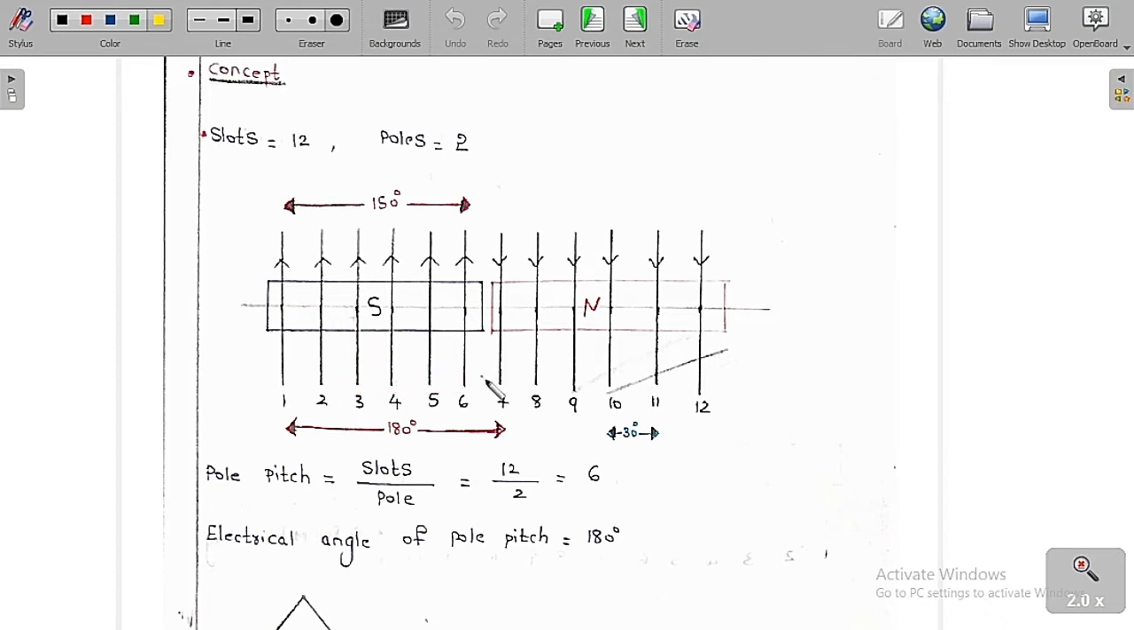So we can say 6 into 30 is nothing but 180 degrees. So mechanical angle is always equal to electrical angle whenever the total number of poles is 2. Always remember the main formula: the pole pitch means the number of slots by the number of poles, and the electrical angle is equal to the total number of poles by 2 into the mechanical angle.